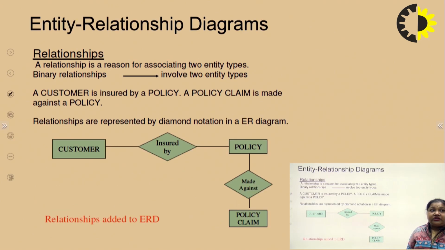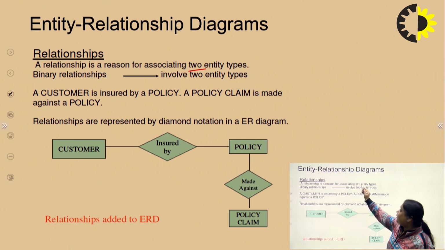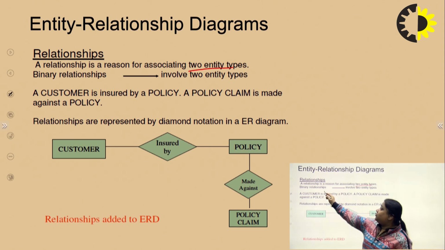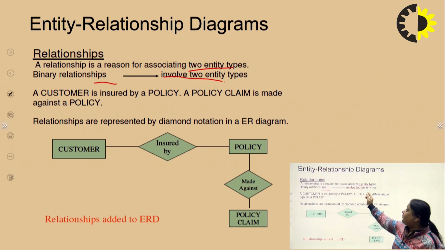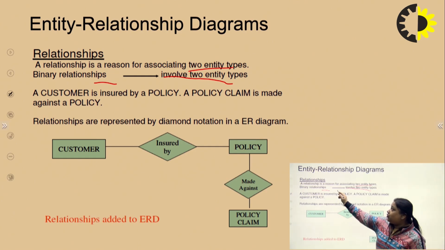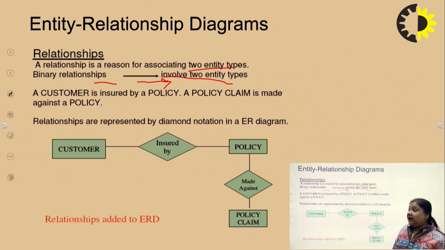What is a relationship? A relationship is a reason for associating two entity types. These binary relationships involve two entity types. So this is the arrow that shows the relationship between two entities. A customer is insured by a policy. A claim is made against a policy.